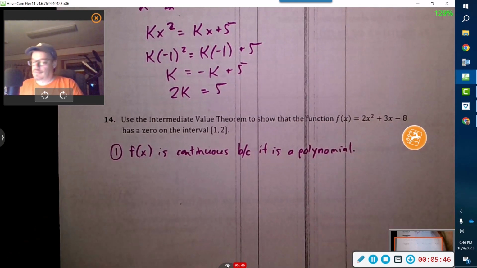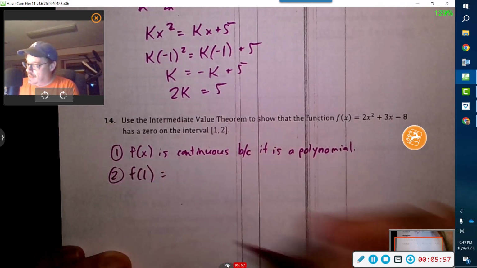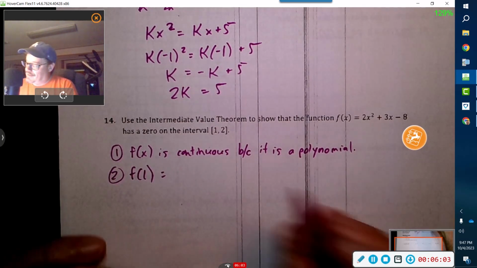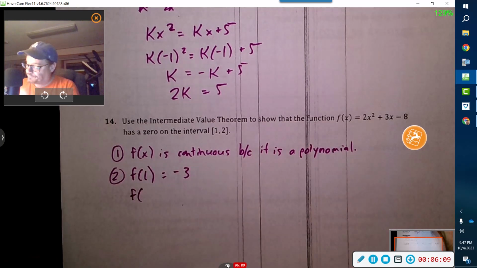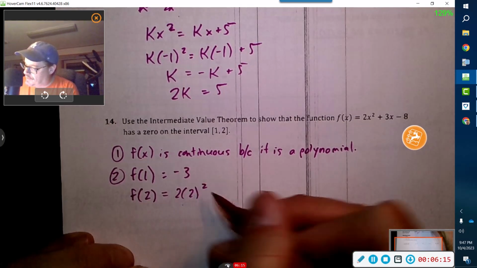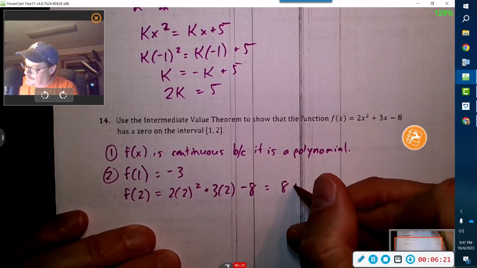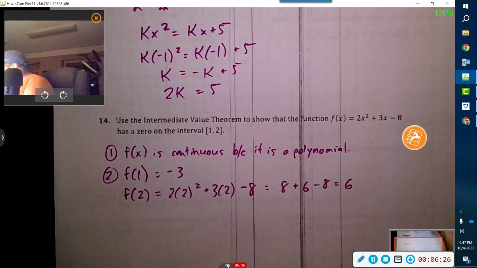So it's continuous. So part 2, we're going to find out what the values are at the endpoints of the interval. Let's do f of 1. Plug it in. It looks like I'm getting 2 plus 3 is 5, 5 minus 8, that's negative 3. Okay, cool. And now I need f of 2. I'm going to write this out because at this time of night I do not trust myself. That's 8 plus 6 minus 8 is 6. So I'm getting 6.